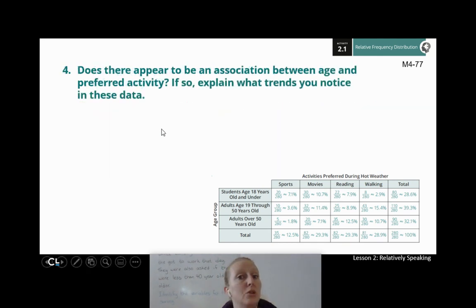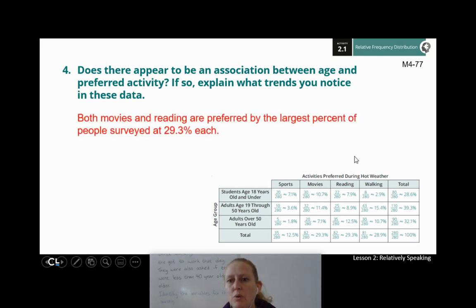Does there appear to be an association between age and preferred activity? I told you at the start of this activity to start thinking about that. And I don't know about you guys, but I did kind of notice a trend. I noticed that both movies and reading were preferred by the largest percent of people, right? Definitely 29.3%. Movies and reading seem to be most popular amongst all the age groups.